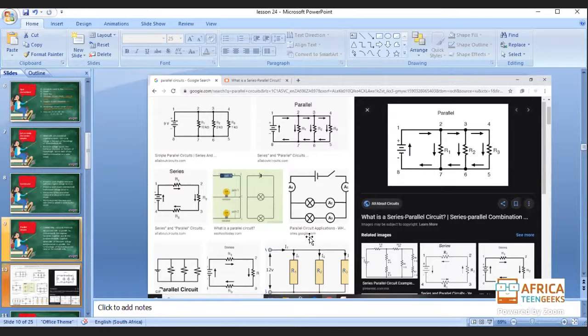So if we also look at this one here, you see this circuit here where my cursor is. This is a series circuit. And obviously you can see that we have how many cells here? We have 2 cells.